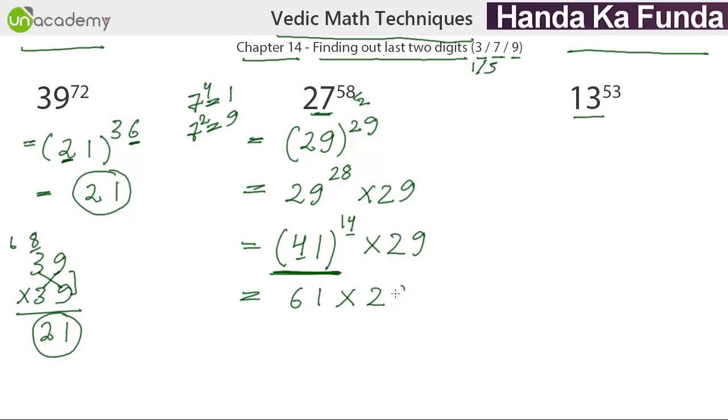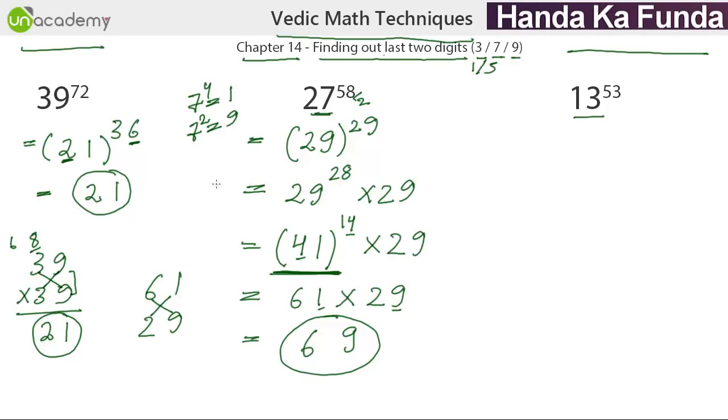Now my question has reduced to finding out the last two digits of 61 into 29, which is not very difficult. 1 into 9 will give us the last digit, which is 9. And how do we do the other part? The cross. 6 into 9 is 54, 54 plus 2 is 56, so I get a 6 here. And my answer comes out as 69. See, these are the tricks that you can use.